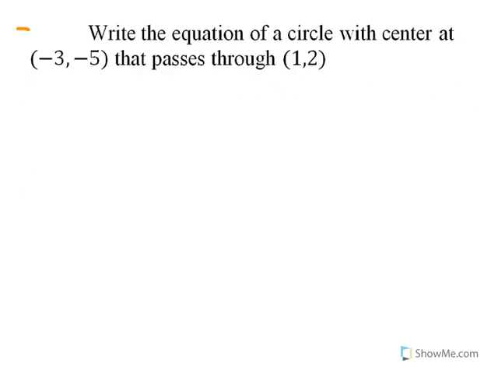Okay, example 4. It says, write the equation of a circle with a center at -3, -5 that passes through 1, 2. So now they're giving you the center, they're giving you your H, K of -3, -5. And they're giving you a point. So let's fill in what we can in the equation.